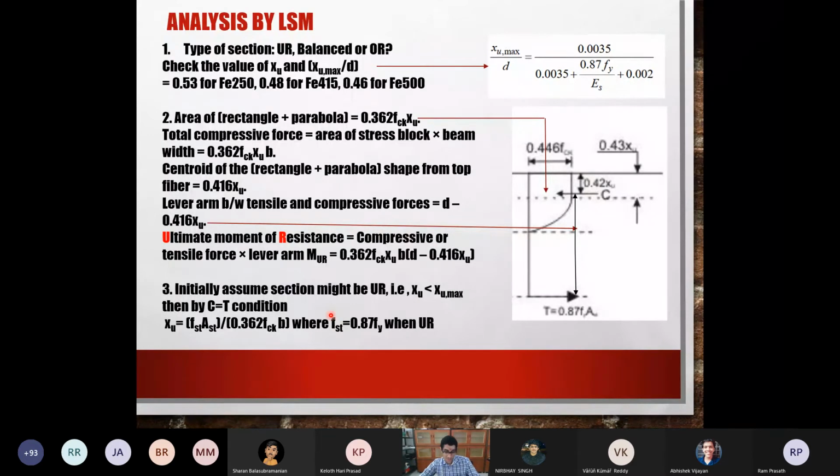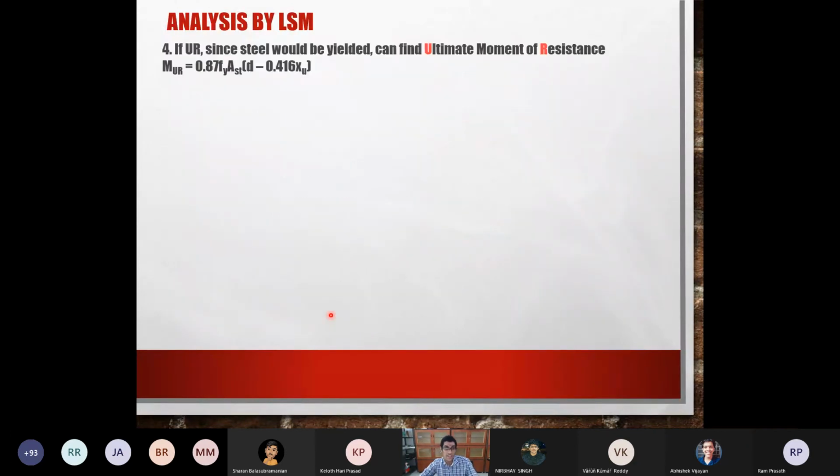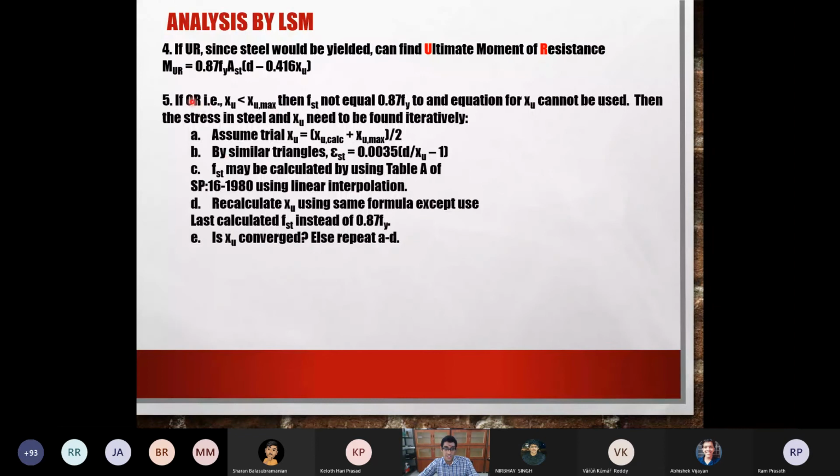So the first thing that you will have to do if you get an over reinforced case is to first find out what FST is. So if over reinforced, and this is a mistake, this should be a greater than symbol, sorry. If over reinforced, which means XU is greater than XU max, then FST is not equal to 0.87 Fy, and the equation shown in the previous slide for XU cannot be used.